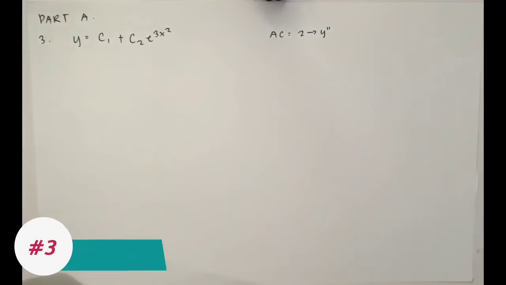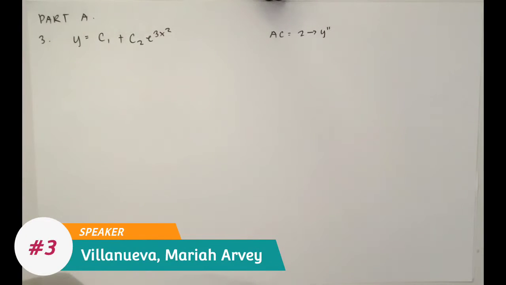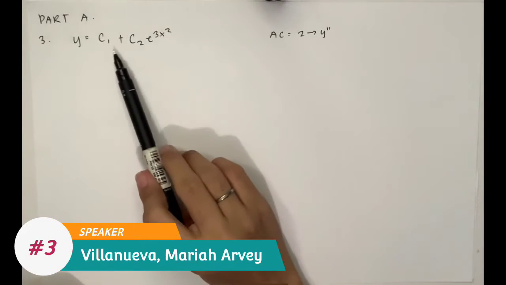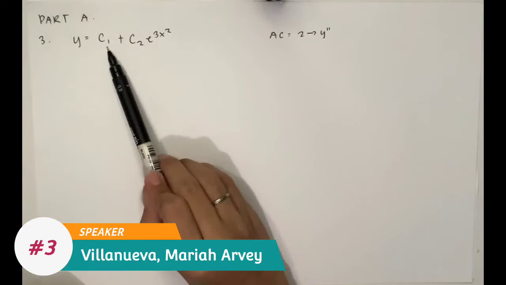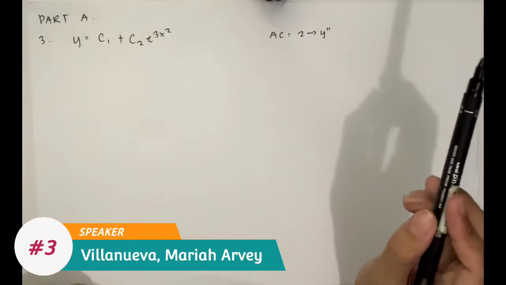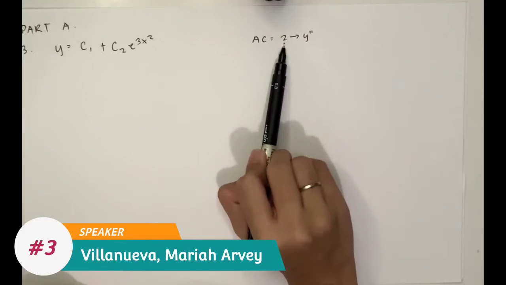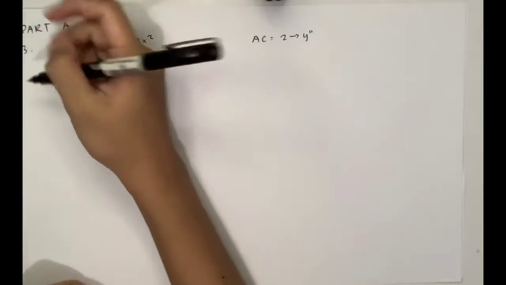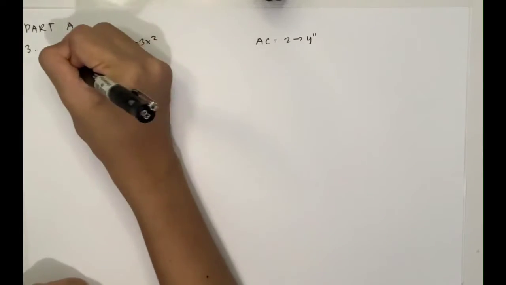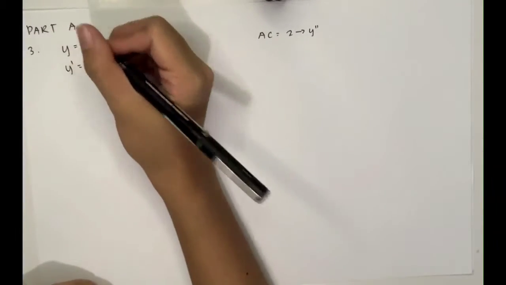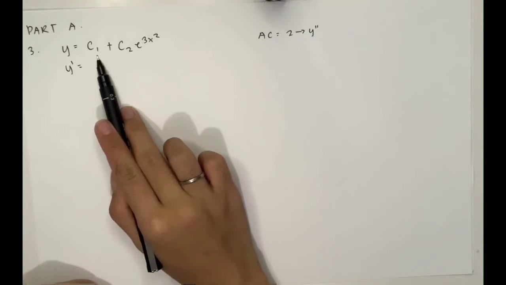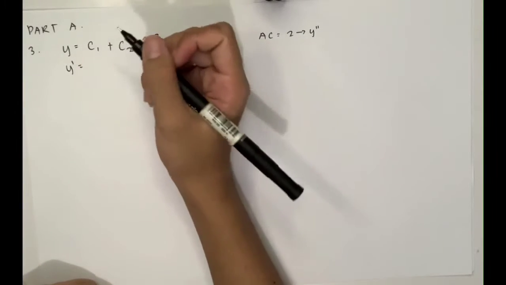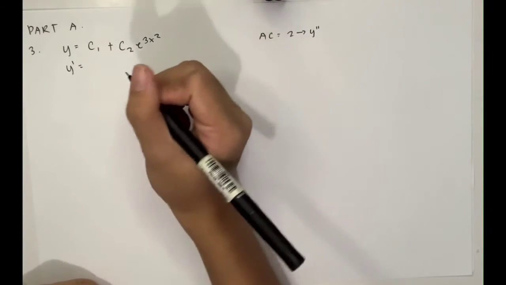So again, the first thing that we need to do is determine kung ilang arbitrary constant ang meron tayo sa problem. Here we have c sub 1 and c sub 2. So we have two arbitrary constants which indicate na hanggang second derivative ang gagawin natin. So getting the first derivative of the function, we have y prime. So c sub 1, since it is constant, makakancel na siya, is equal to 0 lang naman siya.